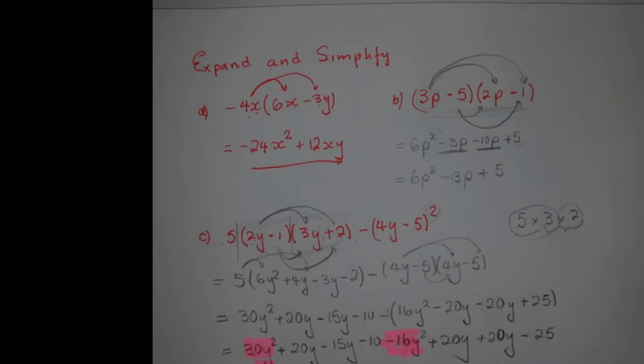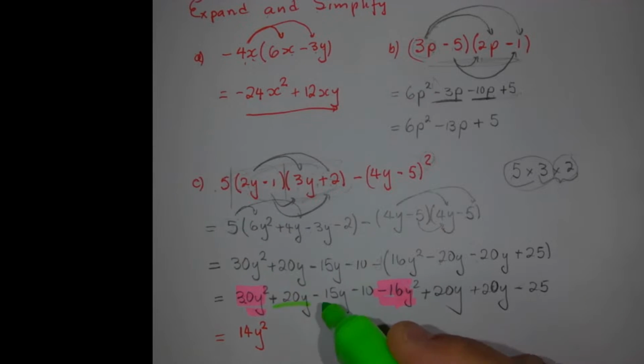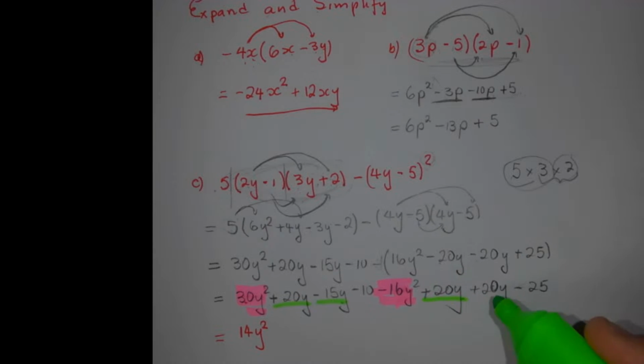So I've got, let me just move this up a little bit. Okay, so then I've got plus 20y minus 15y plus another 20y plus another 20y. So all of those terms are like terms because they all have the same literal part. They all have the same variable.